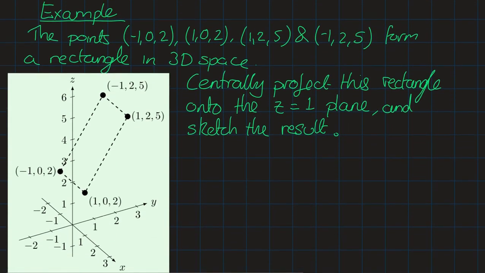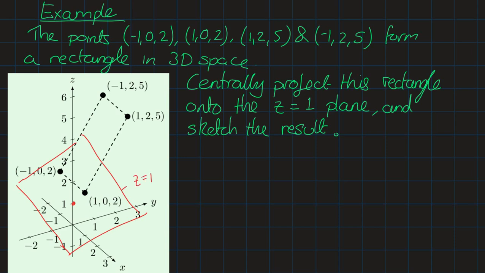This example says that the points (-1, 0, 2), (1, 0, 2), (1, 2, 5) and (-1, 2, 5) form a rectangle in three-dimensional space, and I've tried to draw a picture of what that looks like. So you've got the x-axis, y-axis, z-axis, and I've drawn the points, and I've drawn some dotted lines to highlight the fact that they form a rectangle. And what I want is for you to centrally project this onto the z equals 1 plane and sketch the result. So what this means is, if I try and draw a picture, which is difficult, this is the z equals 1 plane.